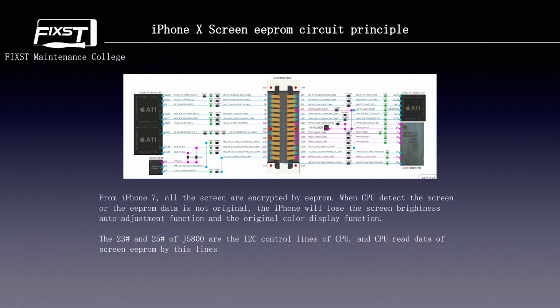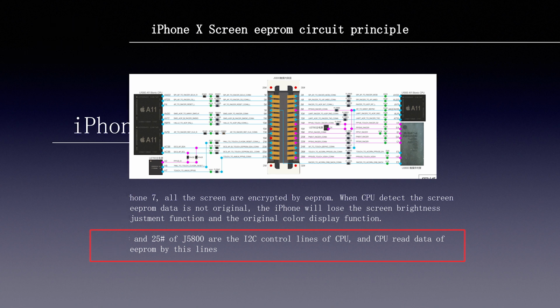Next, check iPhone X screen EEPROM circuit principle. From iPhone 7, all the screens are encrypted by EEPROM. When the CPU detects the screen or the EEPROM data is not original, the iPhone will lose the screen brightness auto adjustment function and the original color display function. The pin 23 and 24 of J5800 are the I2C control lines of CPU, and CPU reads data of the screen EEPROM by these lines.